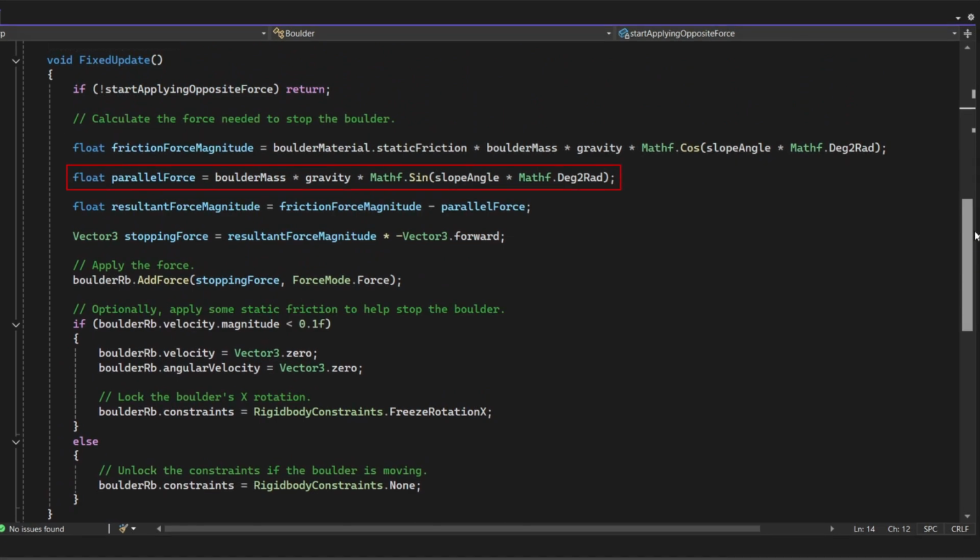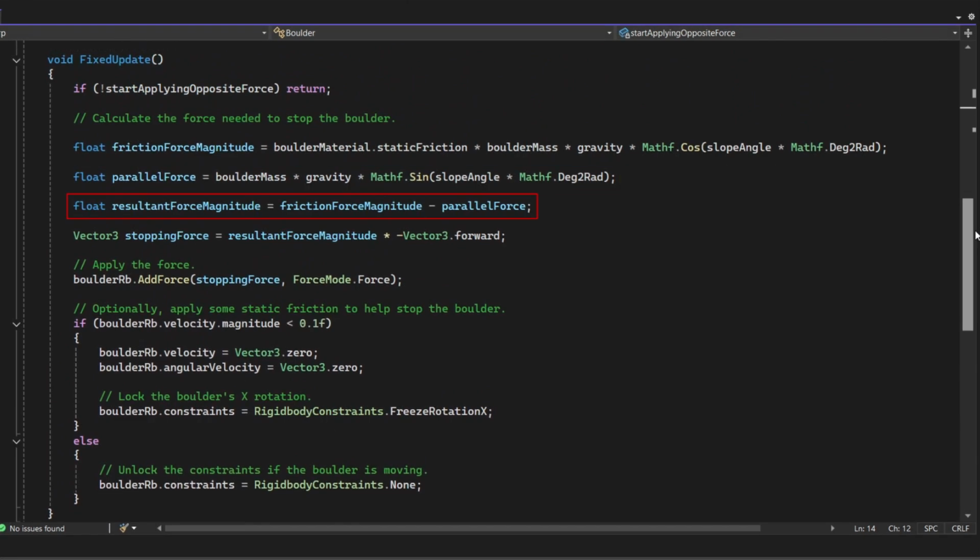Next, we calculate the parallel force, which is equal to the gravitational force multiplied by sine theta, just as we discussed in the theory part. Finally, to determine the net force, or the resultant force magnitude, we subtract the magnitude of the parallel force from the magnitude of the friction force. The stopping force vector represents both the magnitude we just calculated and the direction. Since the boulder's motion direction is along the positive z-axis, we can apply this force in the negative z-axis. I'll also show you how to determine the slope direction and apply this force in its opposite direction shortly. Finally, we apply this force using the add force method.